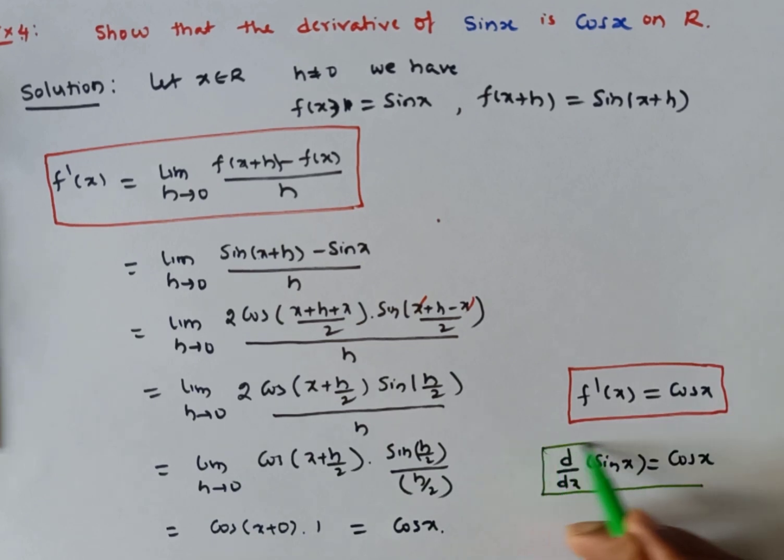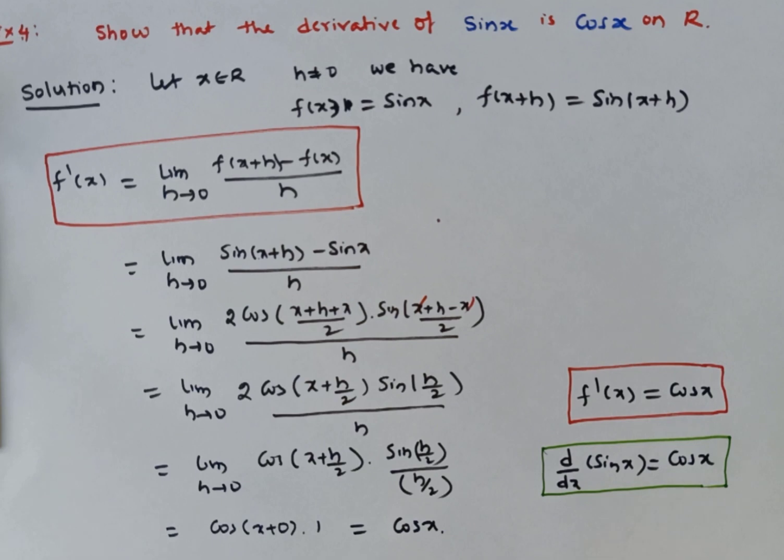Similarly you can evaluate the derivative of cos x; the derivative of cos x is minus sin x. Prove it. By using this formula you can evaluate the derivatives for all trigonometric ratios also. So dear students, I hope you understand how to evaluate the derivative of a function.